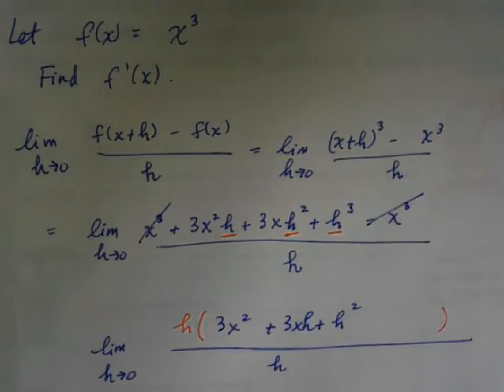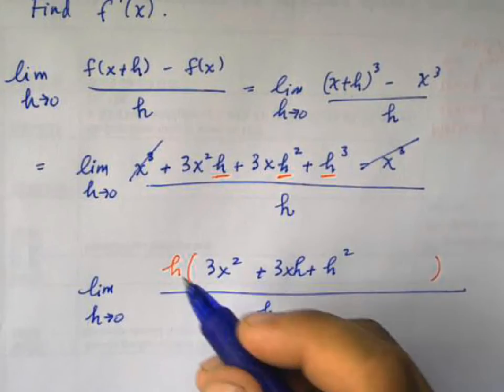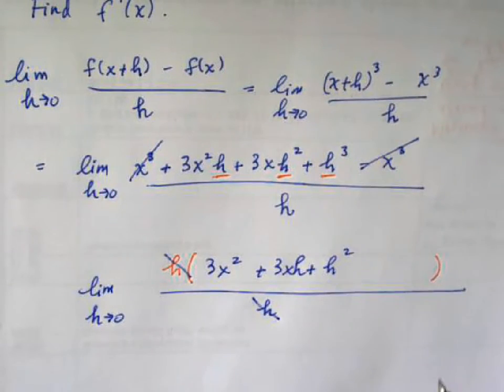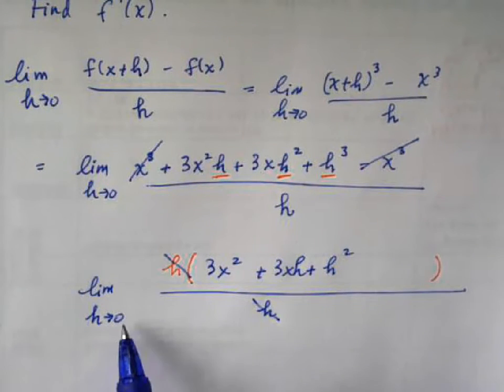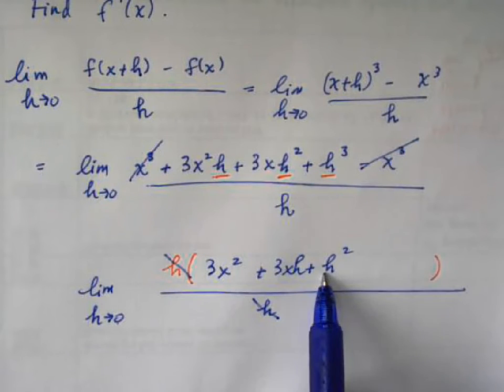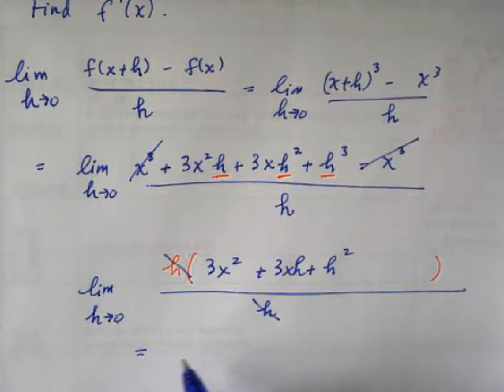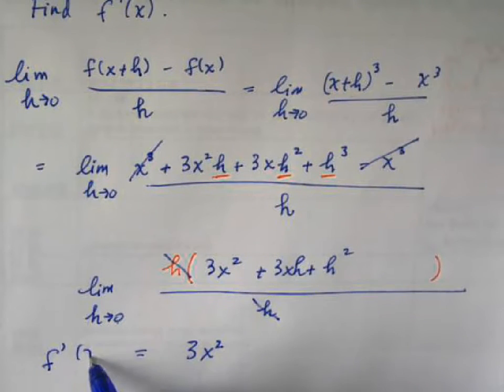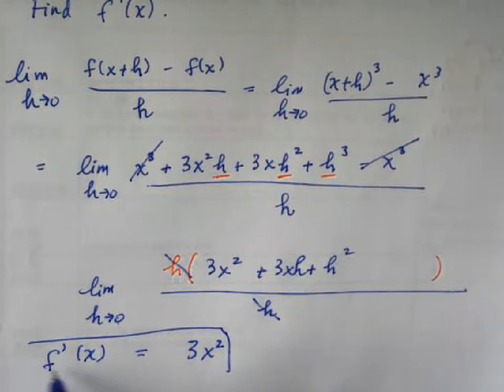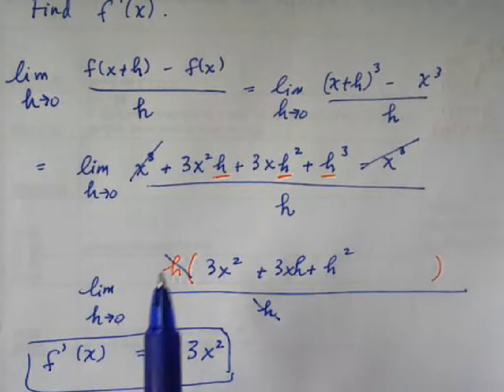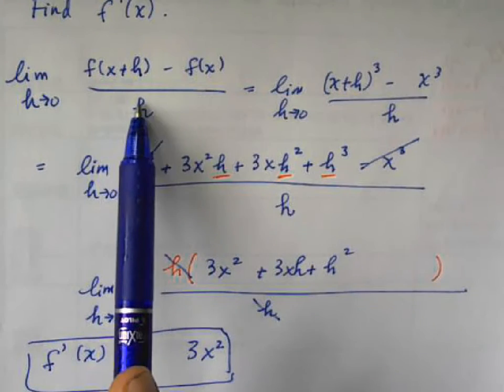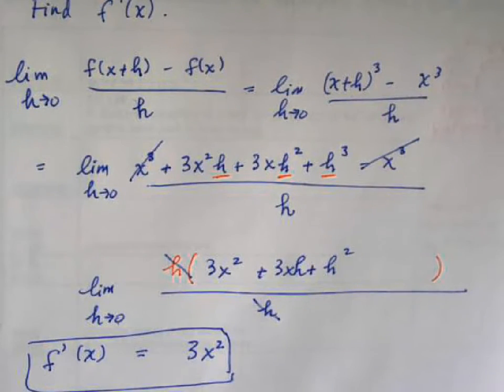It gets even better at this point. Now we can cancel out our h's. Then we can make the substitution: we can take 0 and plug it in for both h's, and we end up with 3x squared. So this is the derivative of x cubed. The derivative of x cubed is 3x squared, and we did that using the limit definition of the derivative.